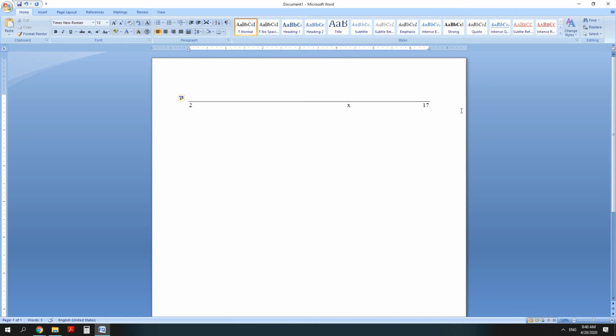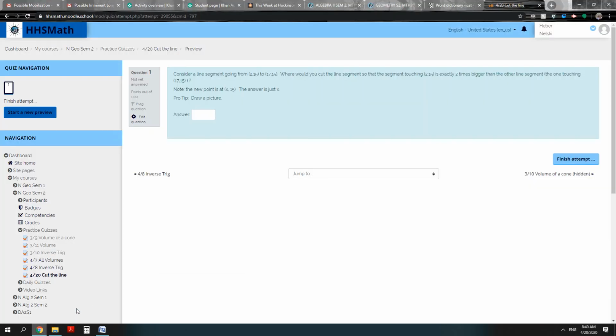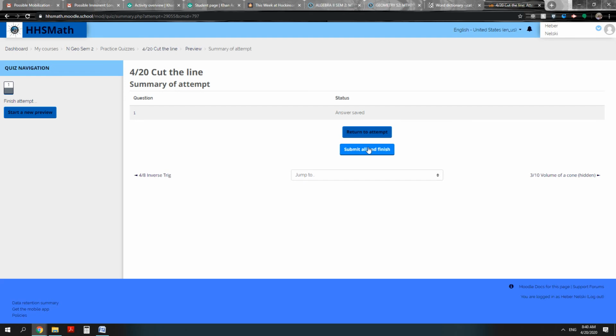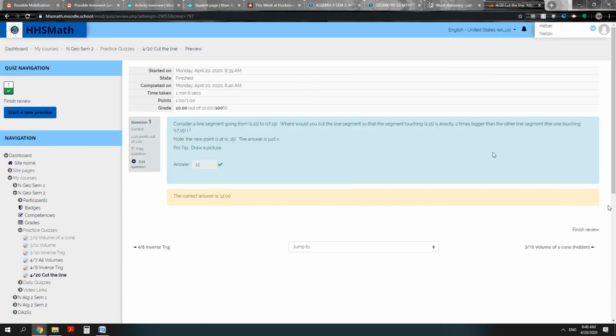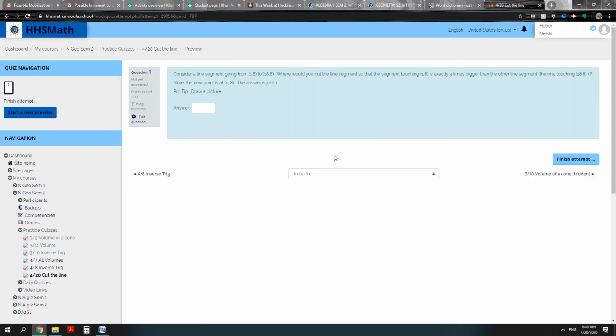Well, 2 to 17 is 15. 15 divided by 3 is 5. That means this has to be 5. 17 minus 5 is 12. So this time the x value should be 12. And that felt too easy. Finish attempt. Submit all and finish. Let's do it again, because I wanted to actually have a hard one. And if I didn't make any hard ones, that's going to make me sad.